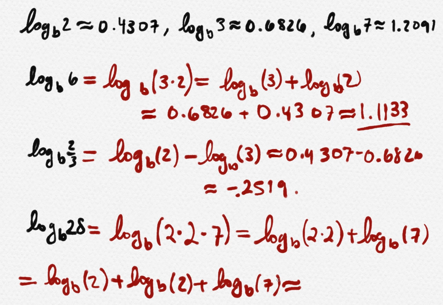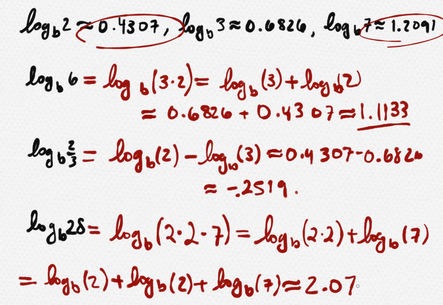Okay, and then I don't have time or space to write out all 3 of these, but it's going to be 0.4307 plus 0.4307 plus 1.2091, and if you use a calculator on this, you're going to get 2.0705. So here I didn't use the calculator to evaluate each of these logarithms. I just knew what each of the original logarithms were for 2, 3, and 7, and using the rules I was able to find out what each of these logarithms was.